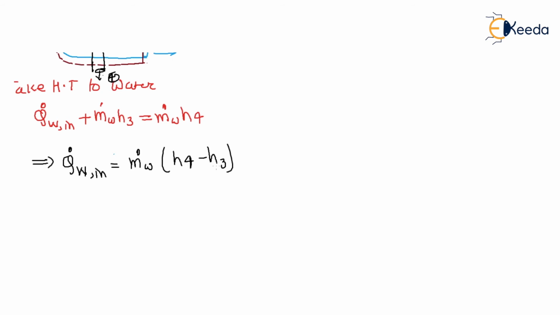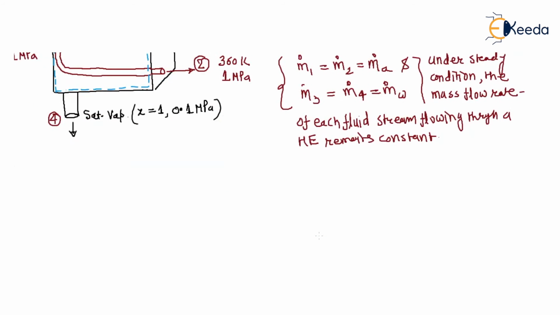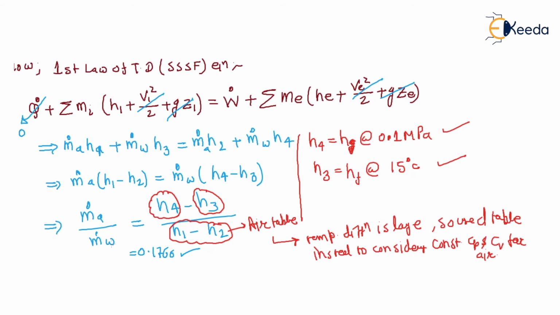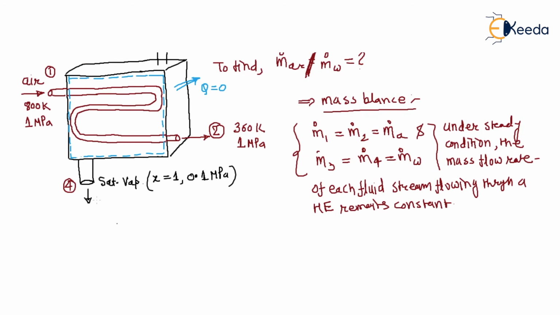Now if you have the mass flow rate of water, here you have a ratio only. There are two unknowns. What is the mass flow rate of air? So we can find the mass flow rate of air here. Is it given or not? No, it is not given. Only the ratio of the mass flow rates is given.